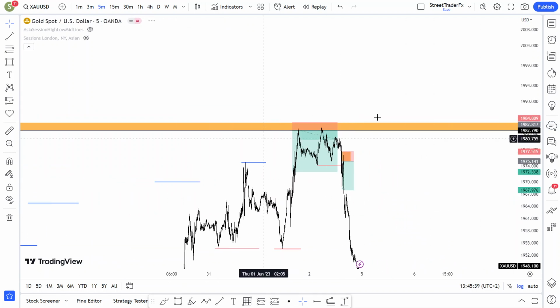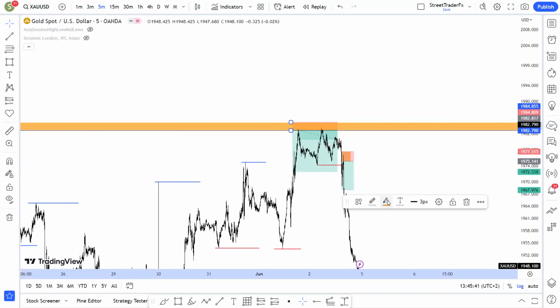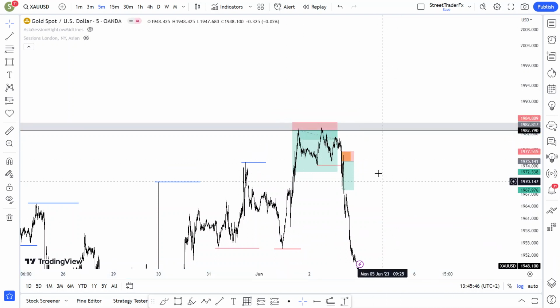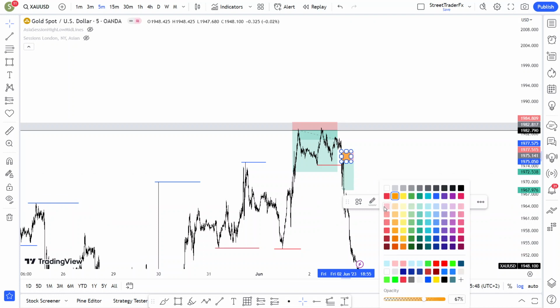So let me just quickly change the color right here. I want to make it gray. Don't really like this color. I don't really like this orange color. Makes it look weird.